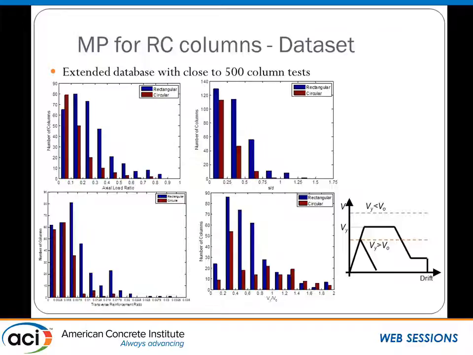Values above 1 mean shear critical columns. So this is where Vy is bigger than V0. This is this case here. And the more ductile modes of failure, flexural failure modes, are down here.